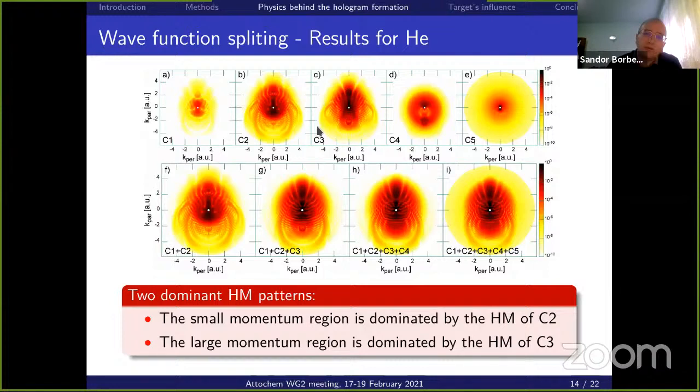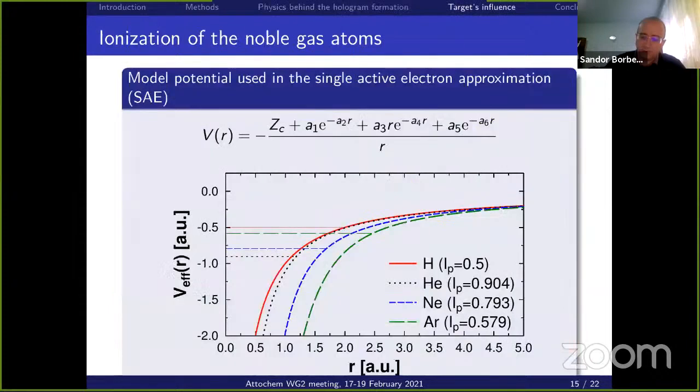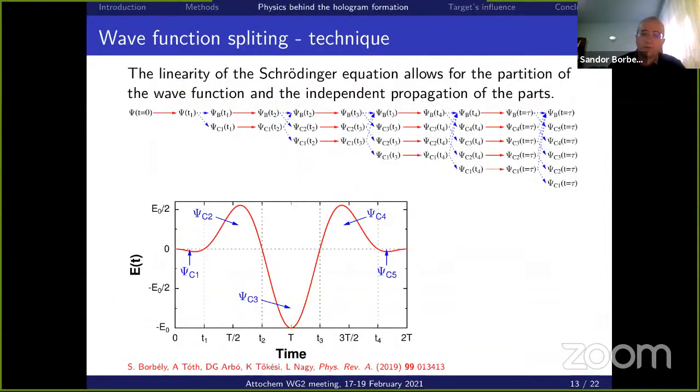And if you take a closer look at this C3 wave packet, you can very nicely identify that it's a very simple spider-like interference pattern, which is the result of the spatial interference.